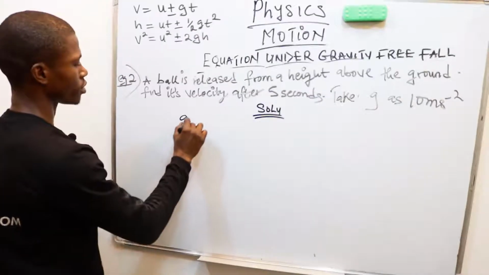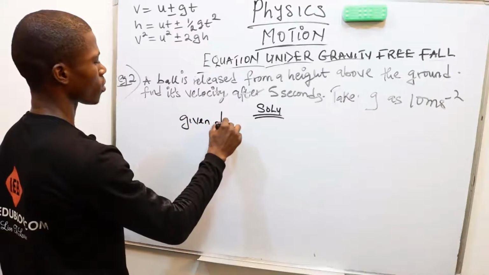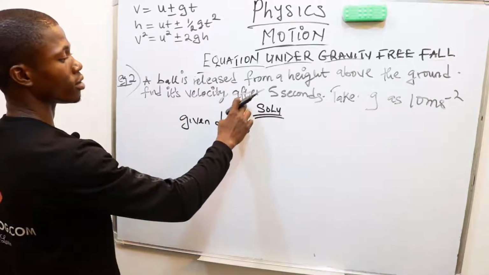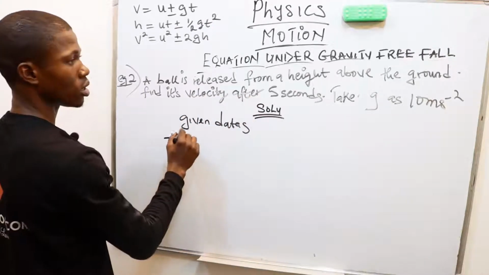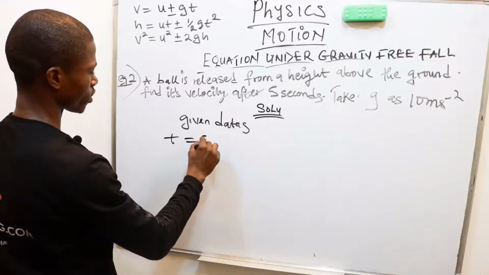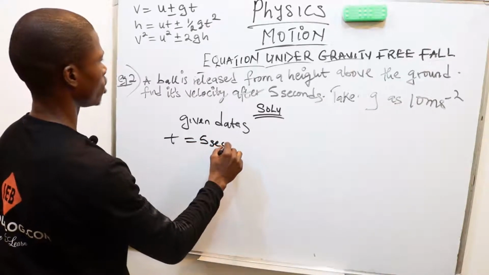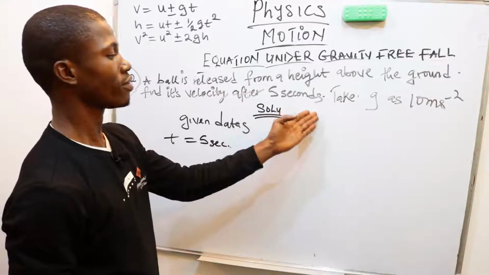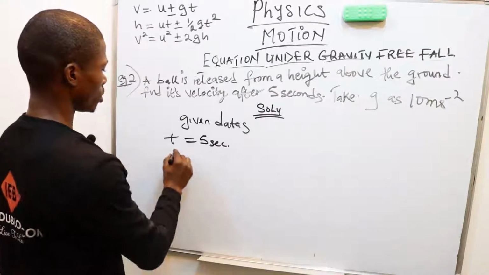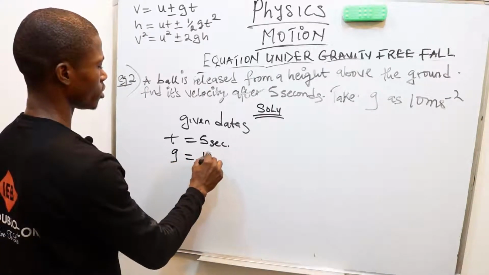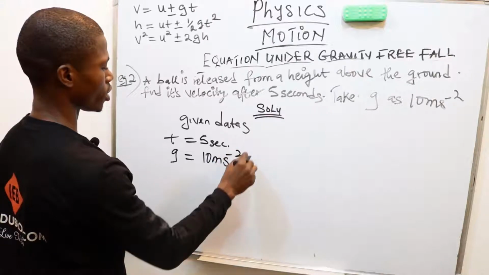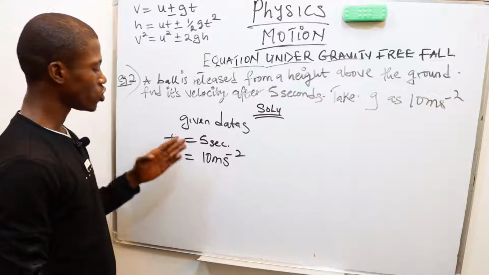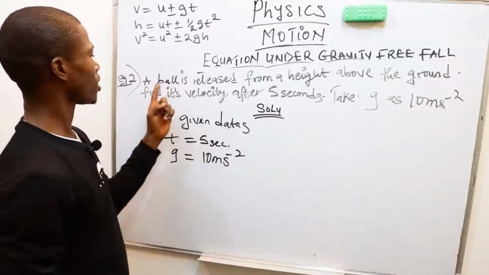Our given data. Number one is time. Time is equal to 5 seconds. The ball is released from a height above the ground. Find its velocity after 5 seconds. And our g, acceleration due to gravity, is 10 meters per second squared. So let's check which formula will suit our data first, and let's analyze this question.